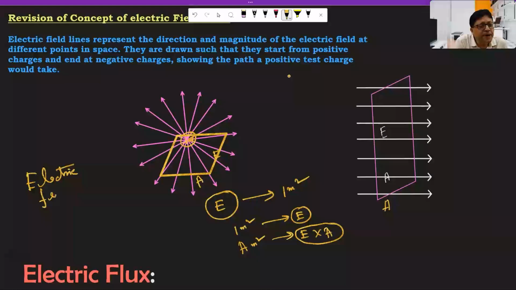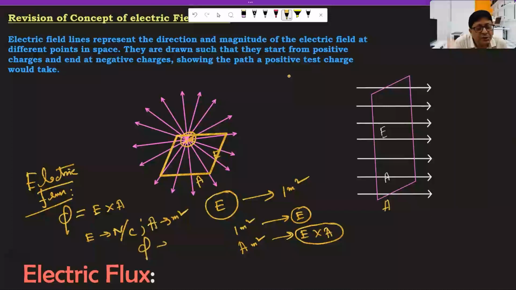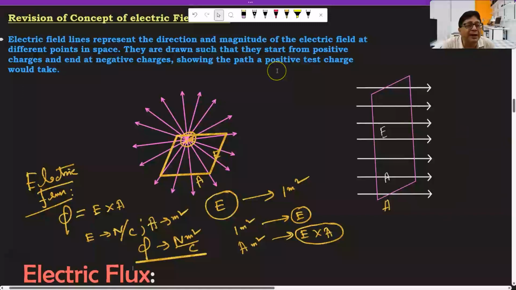So electric flux is given by phi equal to the total number of lines of forces passing through a surface. What is its unit? E has unit Newton per coulomb. Area is in meter square. So the unit of phi is going to be Newton meter square per coulomb. This SI unit only, you keep in your mind.